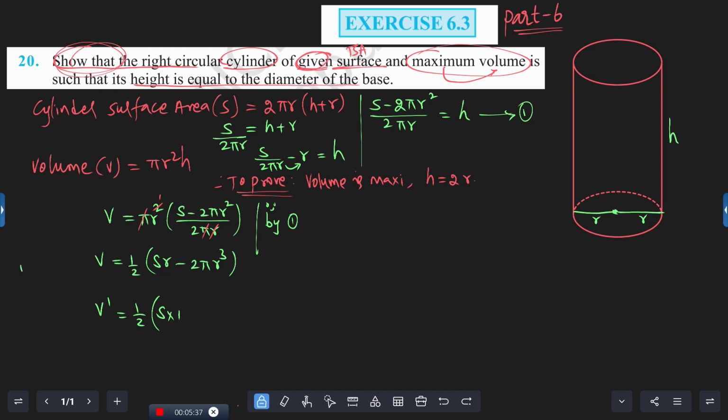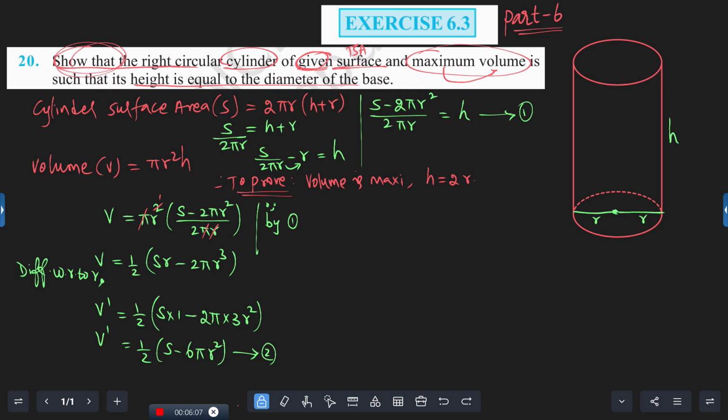We are differentiating with respect to R. Minus 2 pi into R cube when you differentiate, very good, 3 times R square you will be getting. Now you can simplify this: 1 by 2 into S minus 3 2s are 6 pi R square you will be getting. This is V dash, answer number 2.